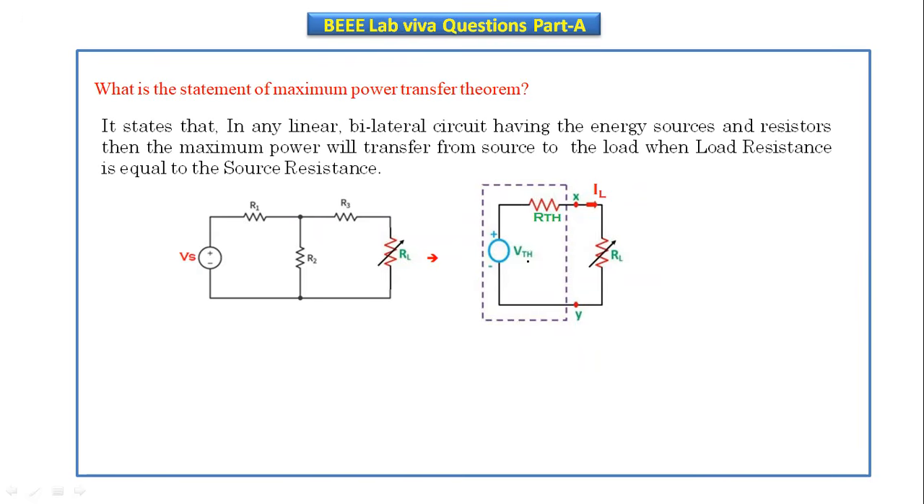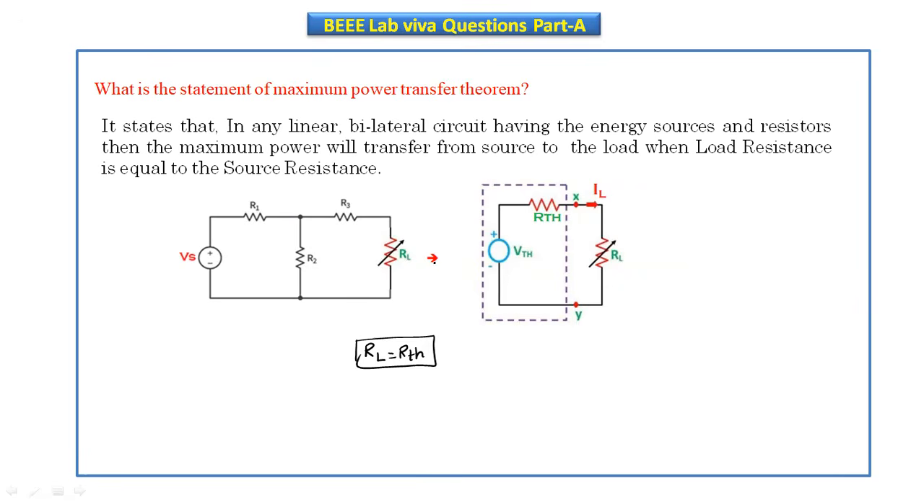This is the equivalent voltage source, that is VTH, and the equivalent resistance RTH, and it is a load resistance. The maximum power will transfer from source to the load when RL is equal to the RTH. Here, when load resistance RL is equal to the RTH, the maximum power will transfer from source to the load. Okay, this is the maximum power transfer theorem.